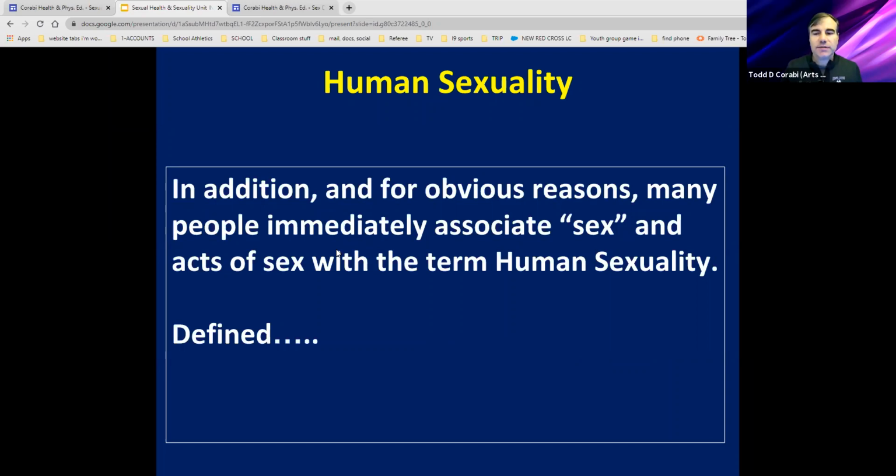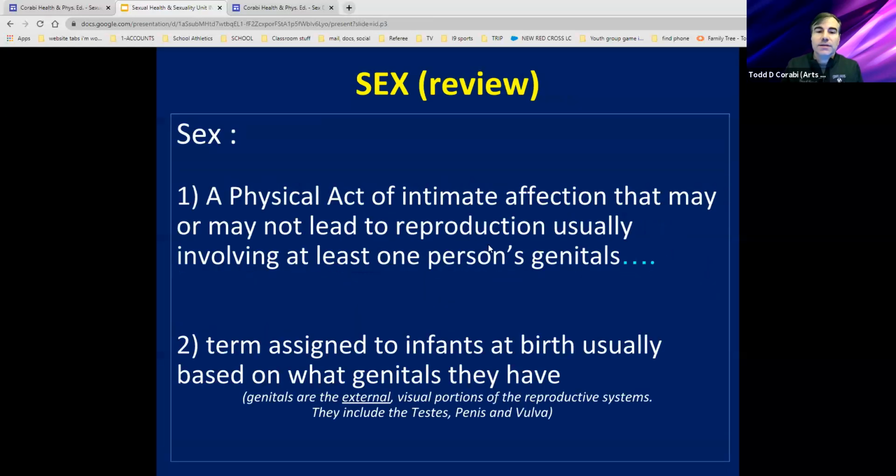In addition, and for obvious reasons, many people immediately associate sex and acts of sex with the term human sexuality. Defined, though, sex is a physical act of intimate affection that may or may not lead to reproduction, usually involving at least one person's genitals. And people are like, well, sometimes there are incidents of sexual activity that would not involve a person's genitals, but we don't need to get into that because we primarily are speaking of oral, vaginal, anal sex, or when you use hands associated with somebody's genitals.